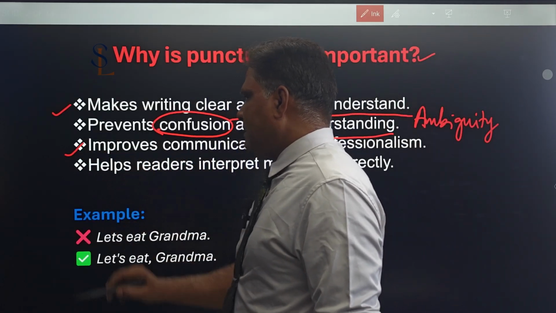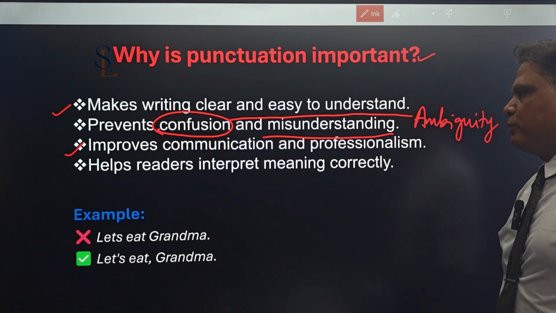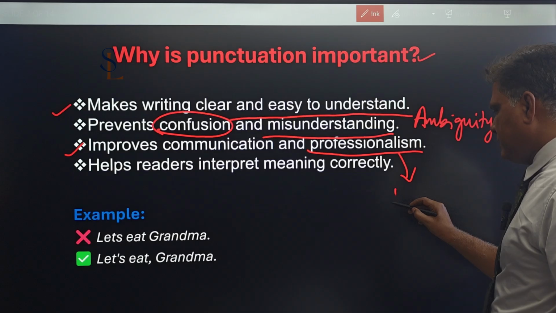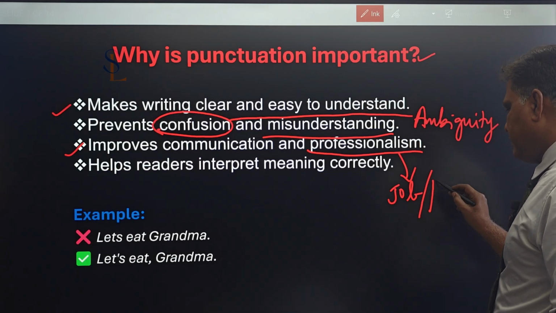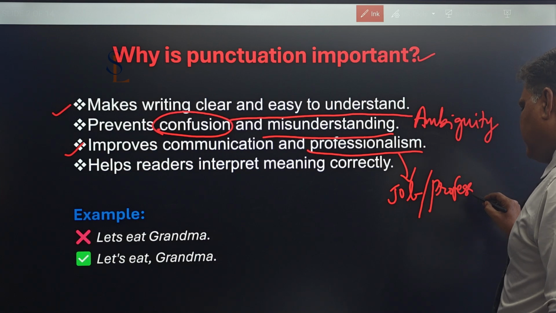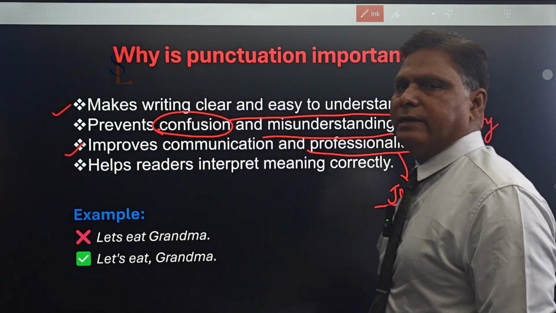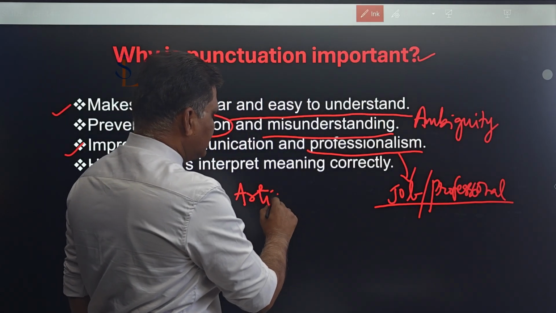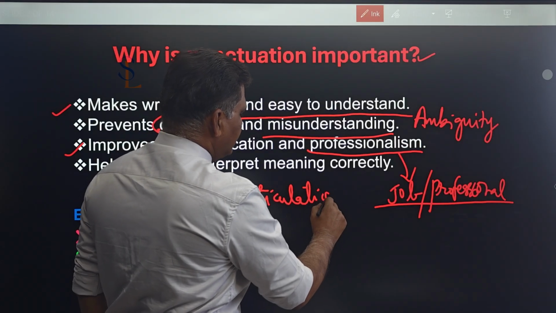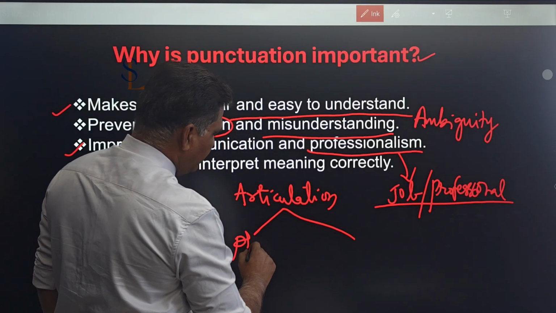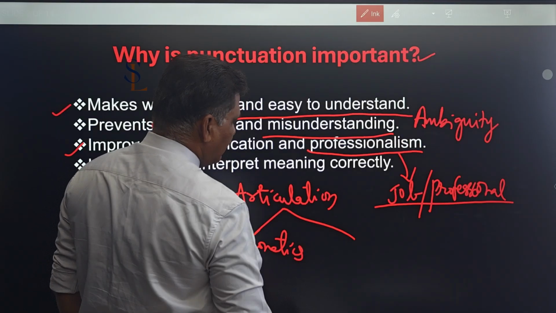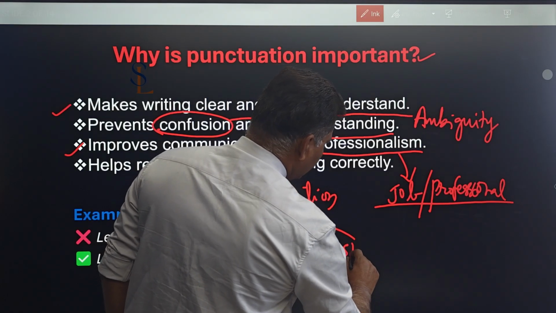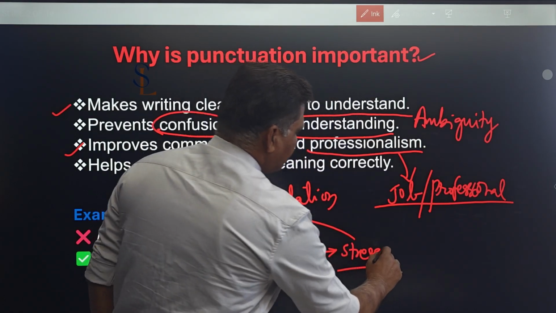Another advantageous point is that it improves communication and professionalism. You will understand this when you enter into a job or when you enter into any profession. Naturally you need to be very professional indeed in your speaking and articulation. This I think I will discuss as a separate lesson, articulation, and this is possible only when you understand a little bit deeply the concept of phonetics, and phonetics also includes this word called stress marking.